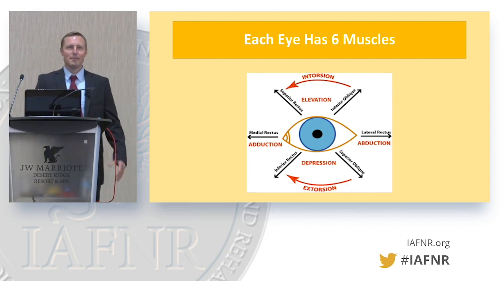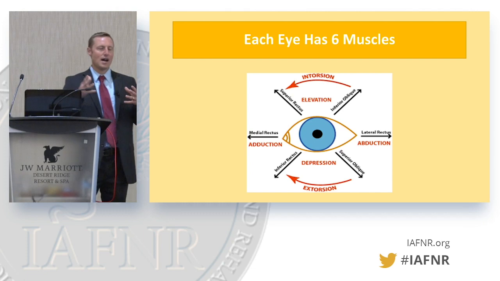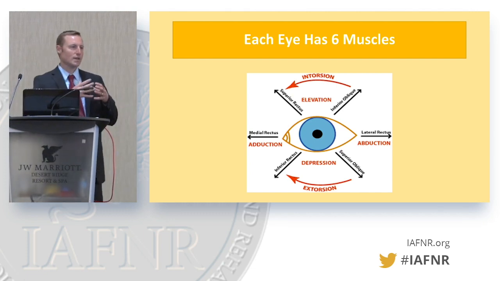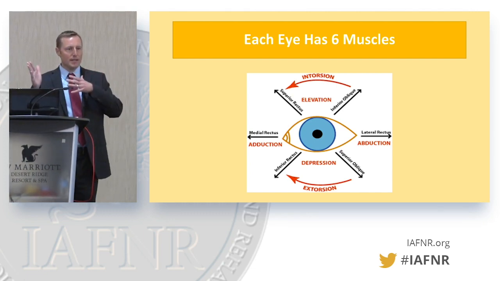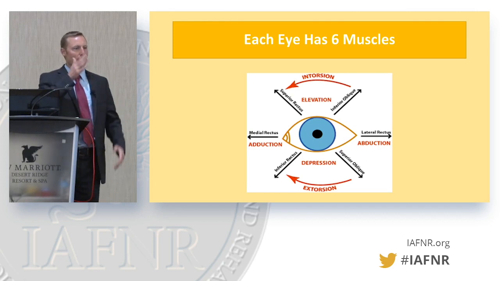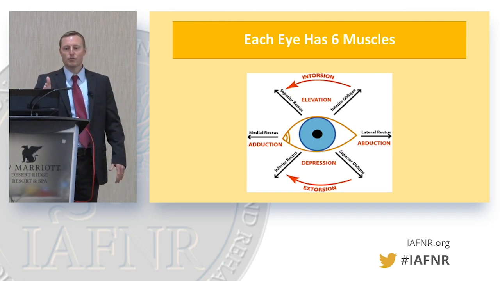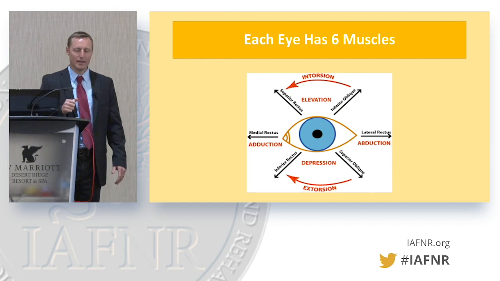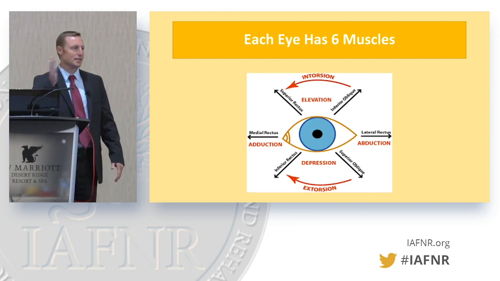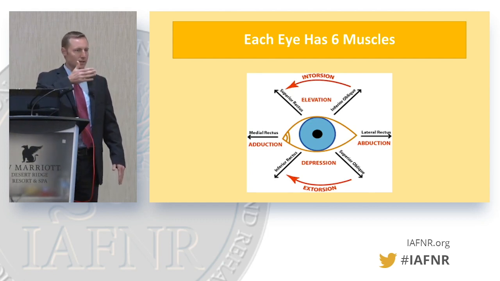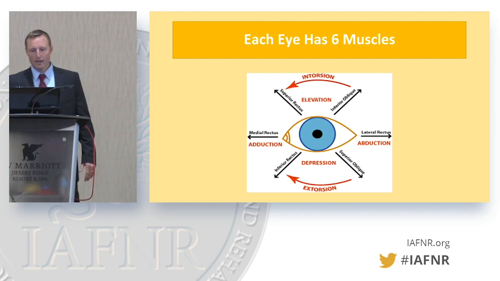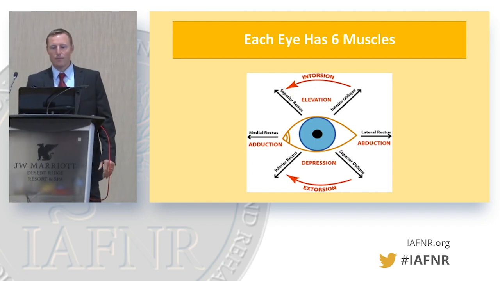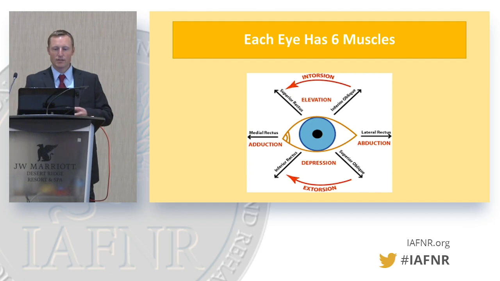The mechanical advantage to elevate the eye for the superior rectus is when the eye is abducted. So when the eye is in lateral gaze, the superior rectus has the mechanical advantage to elevate the eye, and the inferior oblique is the exact opposite. When the eye is deviated nasally, it'll elevate the eye. Then the lateral rectus muscle and medial rectus.